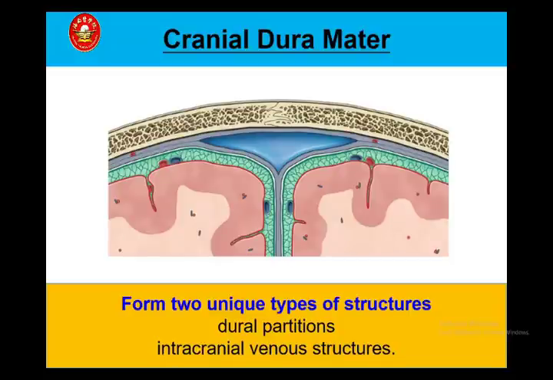The cranial dura mater forms two unique types of structures. What are those two unique types? One is the dural partition, as we can see here, which projects inward and incompletely separates the parts of the brain. The second unique structure formed by the cranial dura mater is the intracranial venous structure, which we will call sinuses. Later on we will also talk about them in other topics.